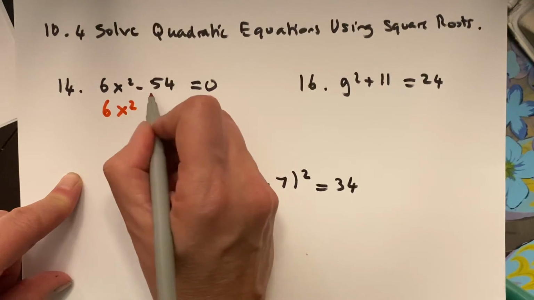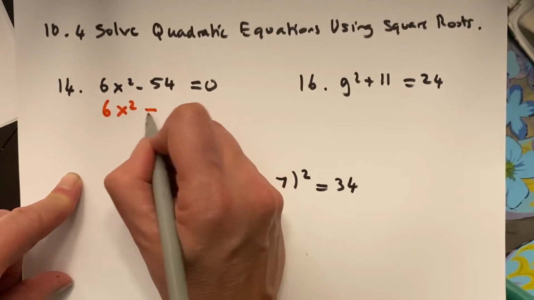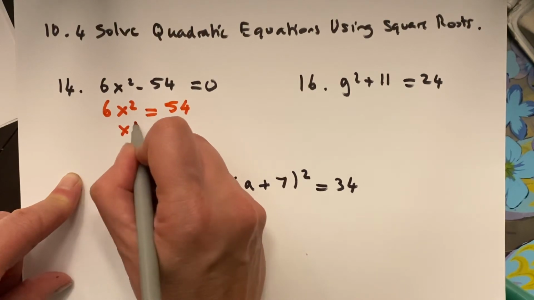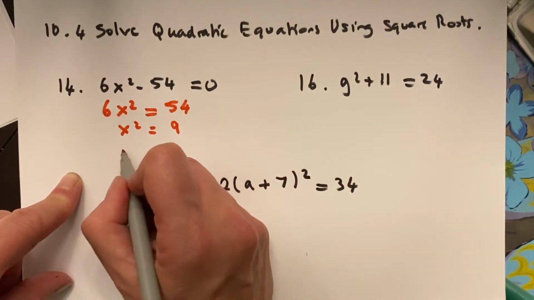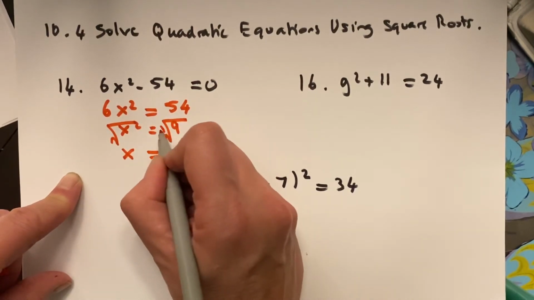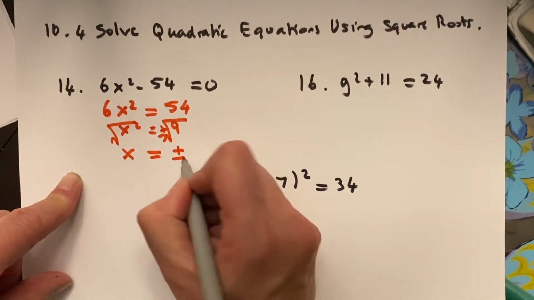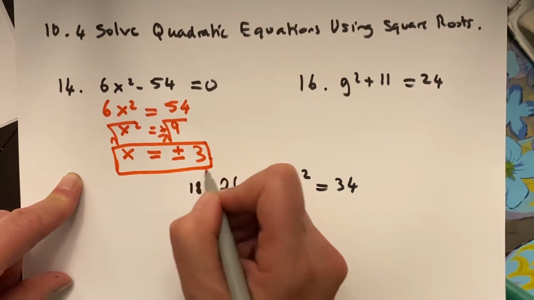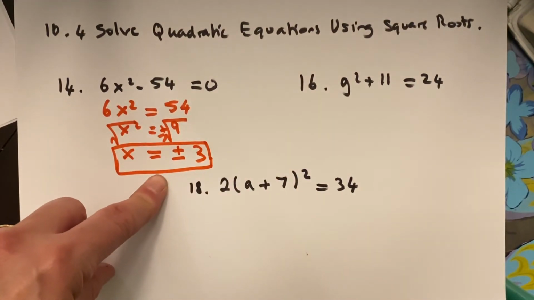6x squared, I add 54 to both sides, equals 54. I divide both sides by 6. I get 9. Please, please remember to take the positive and negative square roots. So many of you lost points on this quiz because you just forgot to put a minus as well as the plus in front. Please don't forget.